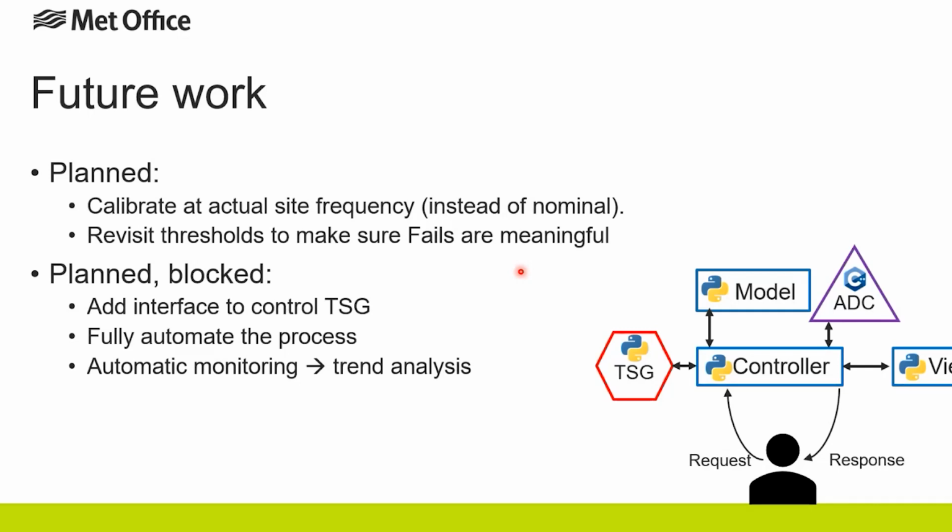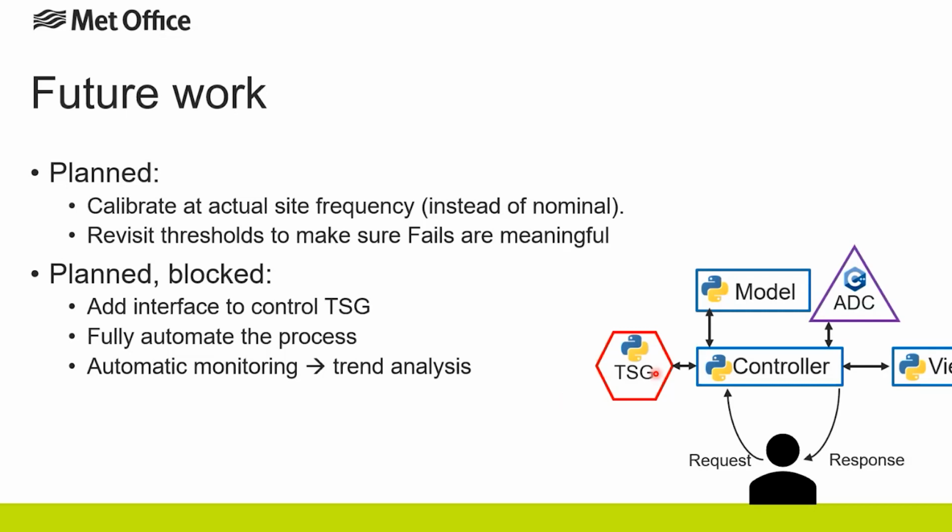We also plan on revisiting the verification thresholds to make sure that the fails are meaningful and that anything that fails is something that actually requires action. So something that's planned but is currently blocked would be to add an interface to control the test signal generator. This is another benefit of this design pattern in that you can very easily add another interface to control the test signal generator here.